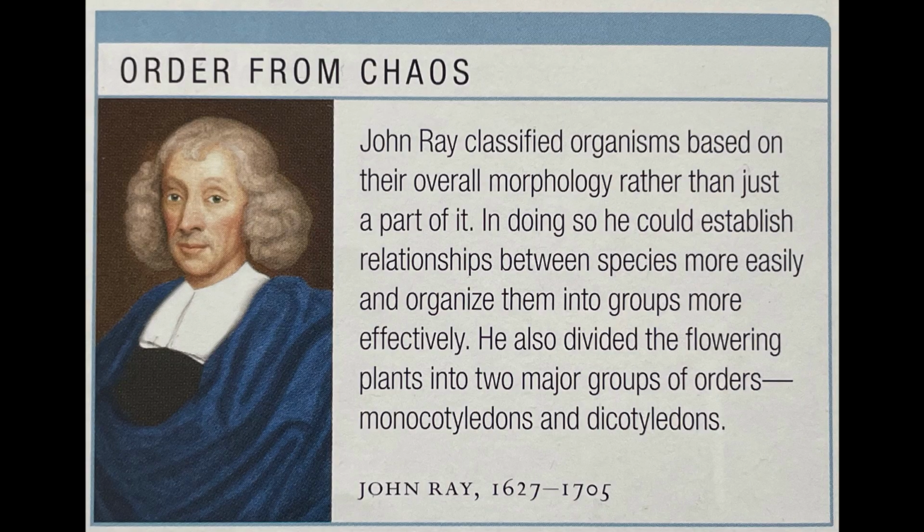The second box is order from chaos. John Ray classified organisms based on their overall morphology rather than just a part of it. In doing so, he could establish relationships between species more easily and organize them into groups more effectively. He also divided the flowering plants into two major groups of orders, monocotyledons and dicotyledons. So he was 1627 to 1705. Shortly after he died, Karl Linnaeus was born in 1707.